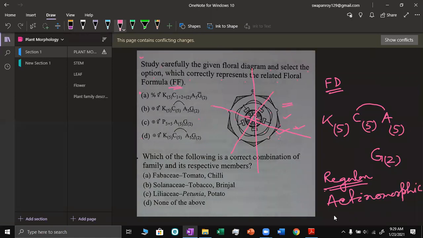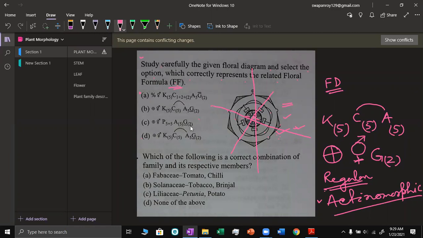Radial symmetry, and it is actinomorphic. All flowers having radial symmetry are actinomorphic. The symbol of actinomorphic is a plus sign within a circle. Androecium is there, gynoecium is there, so this one is bisexual also. So this is actinomorphic, bisexual, calyx 5, corolla 5, androecium 5, gynoecium 2, hypogynous.